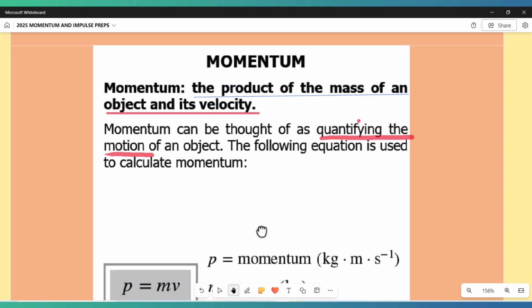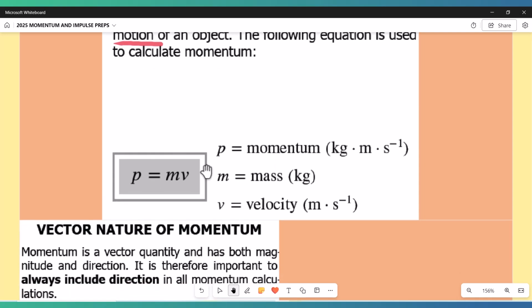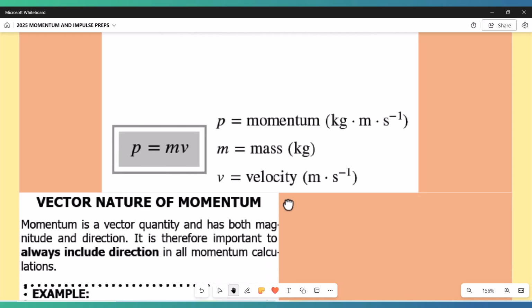Now to get momentum, the formula says that momentum equals mass times velocity, where P is momentum in kilogram meters per second, the mass must be in kilograms, and the velocity must be in meters per second. Otherwise, you must change it. If they give it in grams, it must be in kilograms. Then you can get your momentum, that is P equals mass times velocity. Hope we are still together.